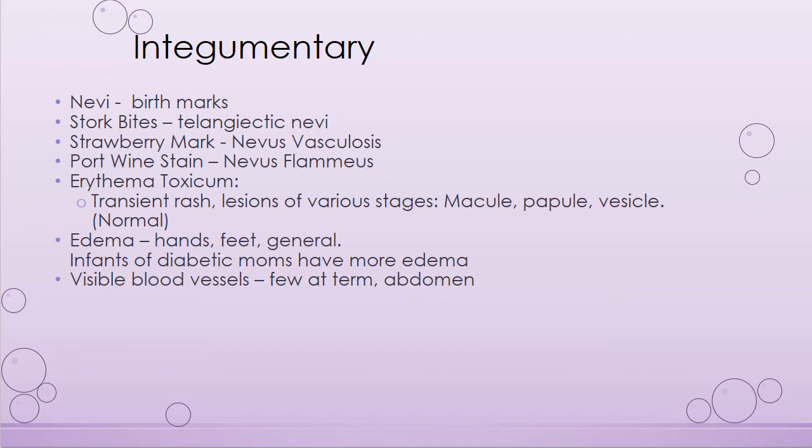Edema: usually they have generalized edema, especially to the hands and feet. Infants of diabetic moms, though, do have more edema. You'll see visible blood vessels, but there'll be few at term, and you'll probably see a lot of them towards the abdomen.